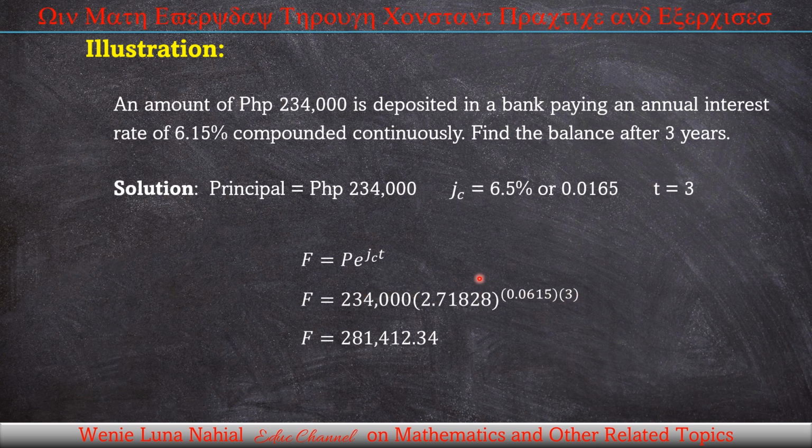All you have to do is get a calculator, press the number 2.71828, then press the button x raised to y or y raised to x in your scientific calculator. Then the product of 0.0615 and 3, you will get, and multiply the result by 234,000, you have 281,412.34.